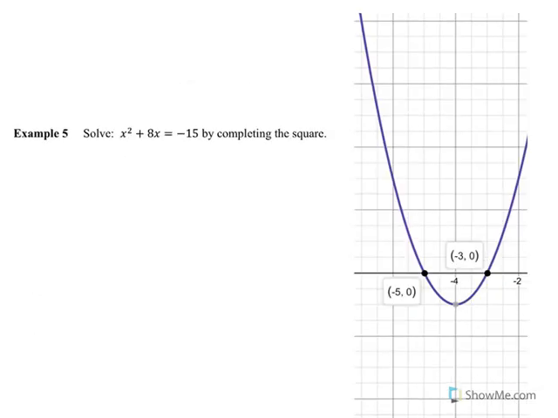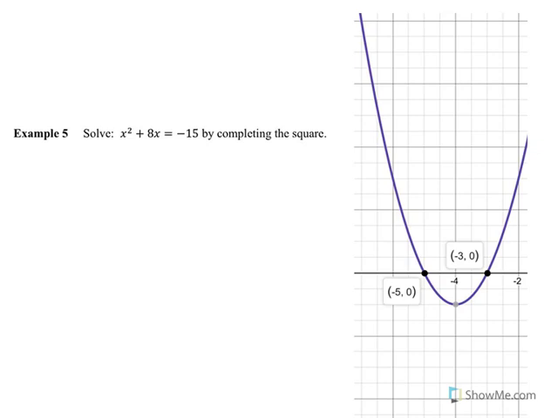Let's solve by completing the square. Here I see I have x squared + 8x - b is equal to -15. So I have my x's on the left, my number on the right. I need to make sure that the number in front of x squared is 1, which it is, so there's no number in front of x squared.